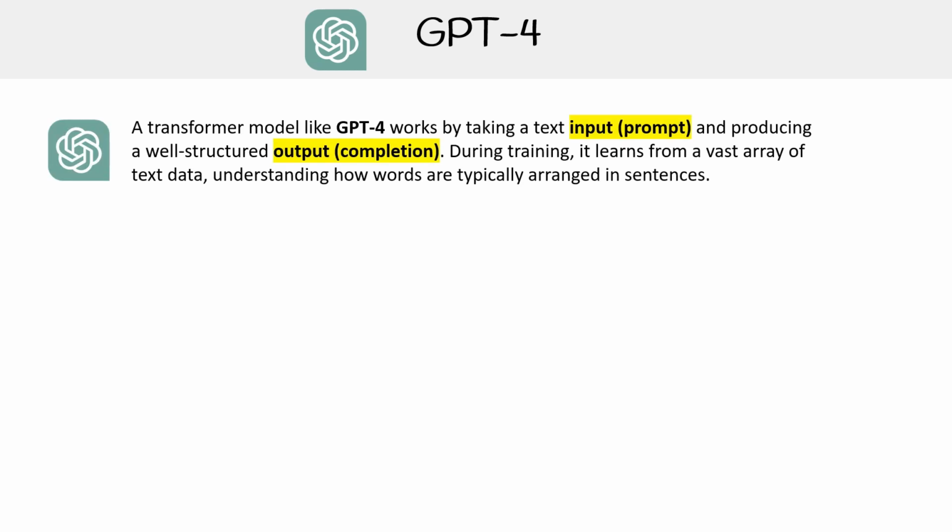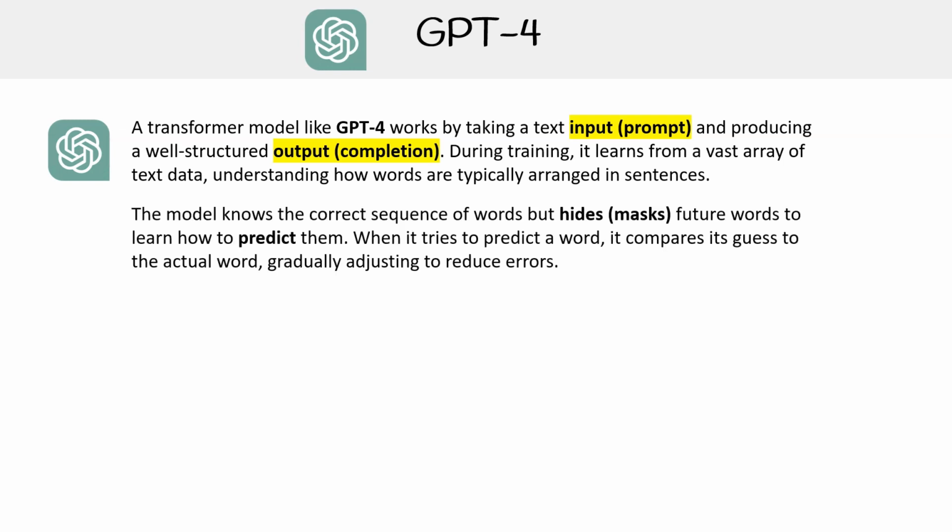A transformer model like GPT-4 works by taking a text input and producing a well-structured output. During training, it learns from a vast array of text data, understanding how words are typically arranged in sentences. The model knows the correct sequence of words but hides future words to learn how to predict them. When it tries to predict a word, it compares its guess to the actual word, gradually adjusting to reduce errors.